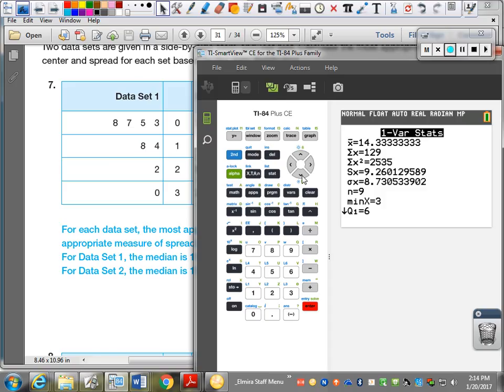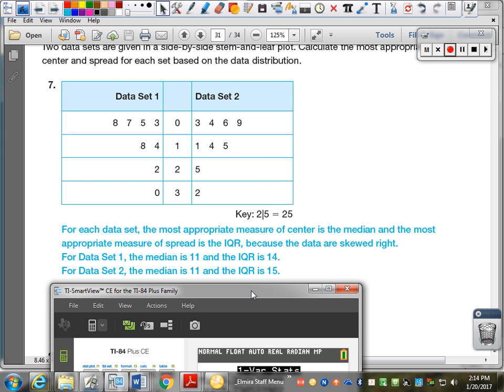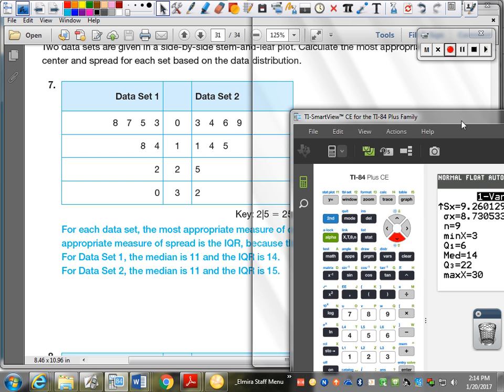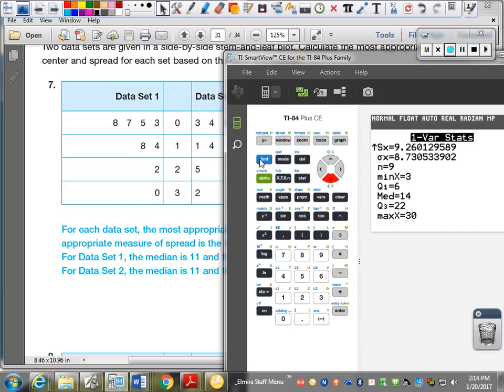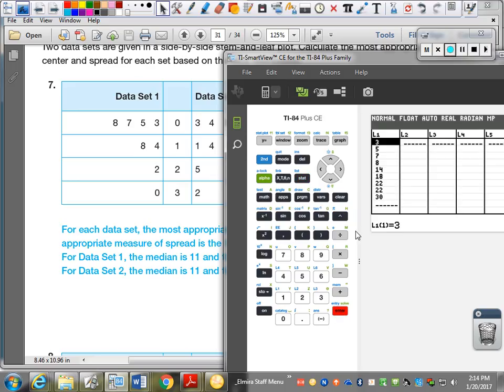And because we picked median, the median is right here, it's 14. And remember that your IQR is Q3 take away Q1, 22 take away 6, which is 16. So that's where those, well, did I make a mistake somewhere? Data set 1, it says the median is 11. I made a typo. 3, 5, 7, 8, 14, 18. Yep, I have 22 in there twice. Oopsies. Delete. Teachable moment. Remember to double check your list before you leave.